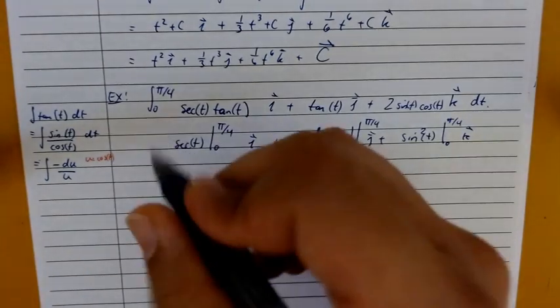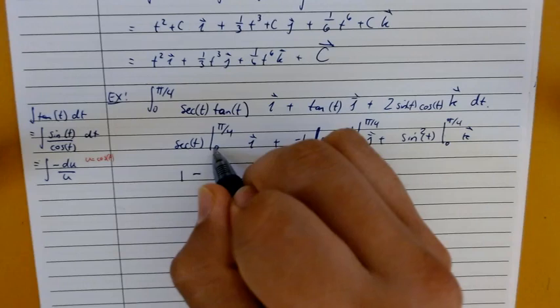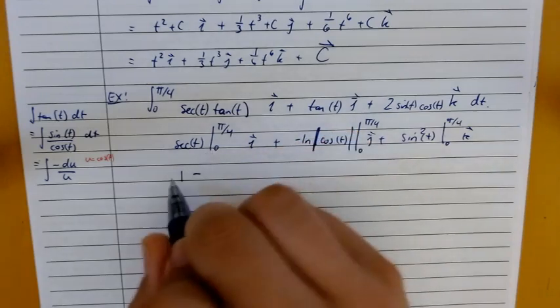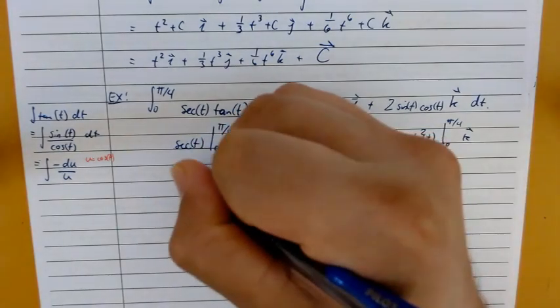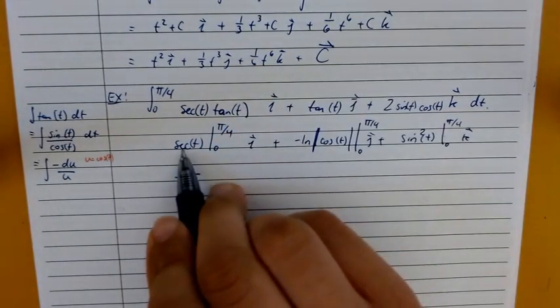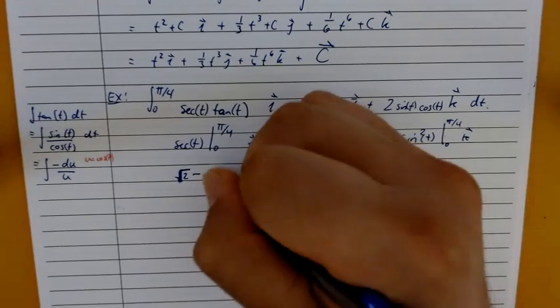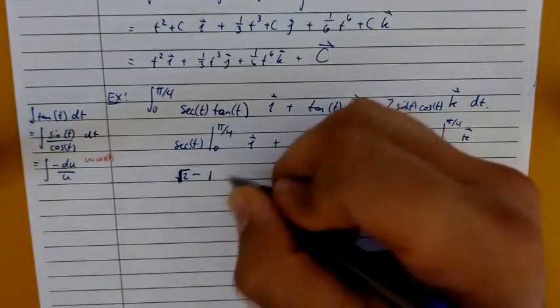Secant of pi over 4, that's 1, minus the secant of 0. Wait, no, that's not 1. The secant of pi over 4, that's the reciprocal of the cosine of pi over 4, so that's the reciprocal of the square root of 2 over 2. So that'll be root 2. There we go, my apologies. The secant of 0, that's 1, right? Because that's the reciprocal of the cosine of 0, or in other words, the reciprocal of 1, which is 1.